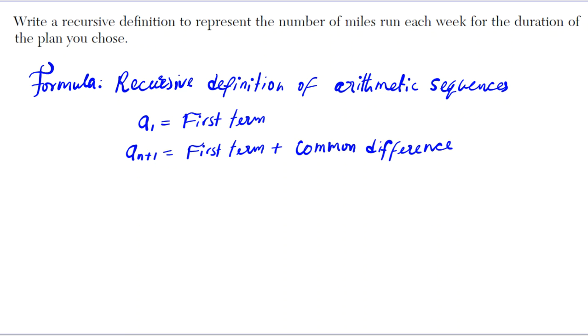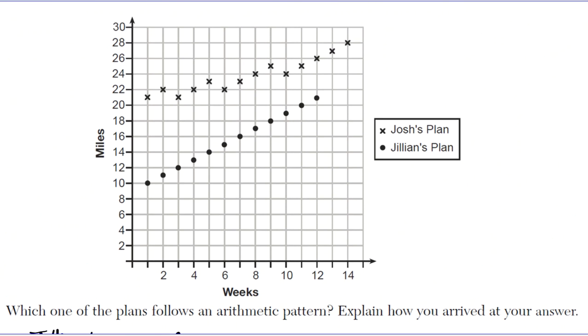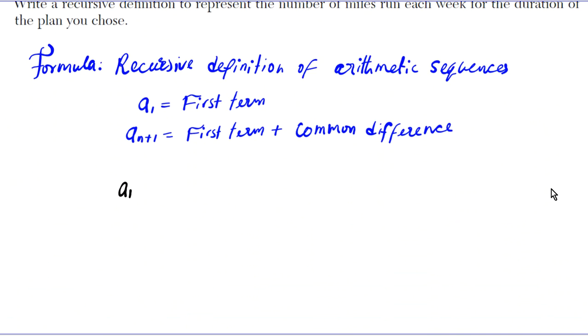Alright, so let's take a look at Jillian's scenario. What's her first term? What is A1? If you look at the graph, on the first week she's at 10. So A1 is 10. And we already indicated by how much it grows. The common difference D is 1. That's the common difference in her intervals. So we have all the information we need to generate her recursive definition.